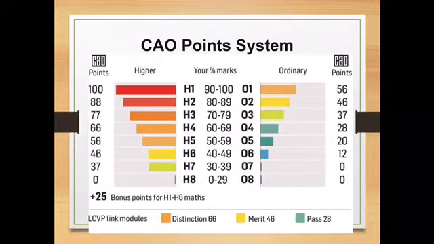H2 to H7 can give you anywhere between 37 to 100 points. And for ordinary level subjects, O1 to O6 can give anywhere between 12 to 56 points.